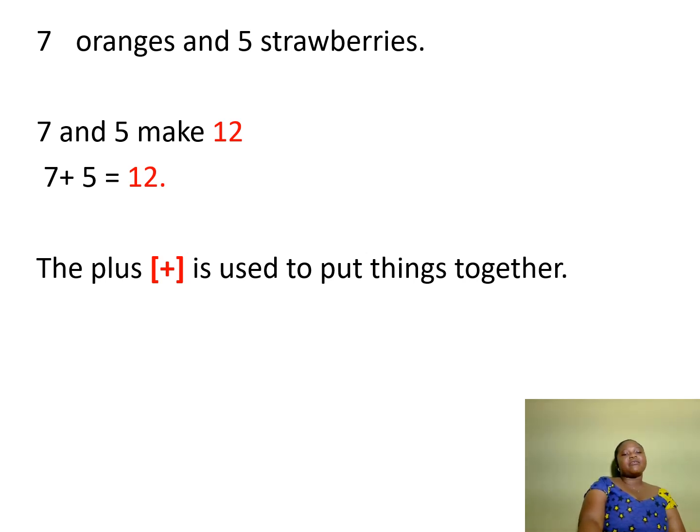So we have 7 plus 5 is equal to what? 12. And we said 7 and 5 make 12. So we have 7 plus 5 equal to what? 12. Good. So the plus, that is this sign I said earlier, is used to put things together. It's used to do what?